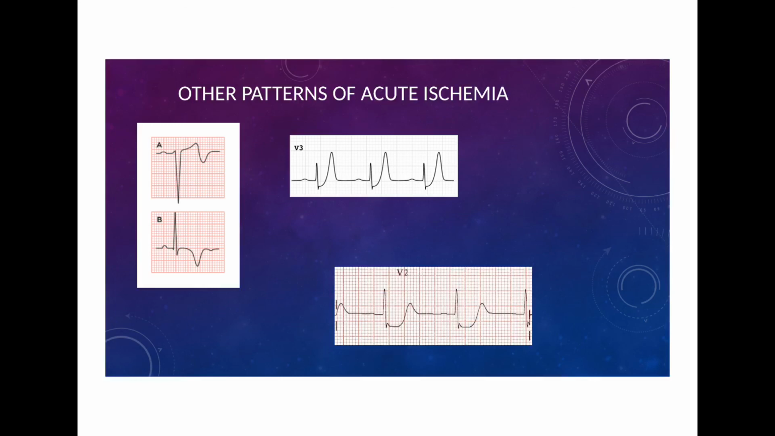Some other patterns you want to watch for that are really concerning and would prompt you to call cardiology for possible urgent catheterization right away. Wellens syndrome, there's two forms of this. One you'll see in type B, deep symmetric T wave inversions in the precordial leads. And type A is where you have a slight ST elevation followed by a kind of biphasic T wave. It goes up and then down. Also in the precordial leads.